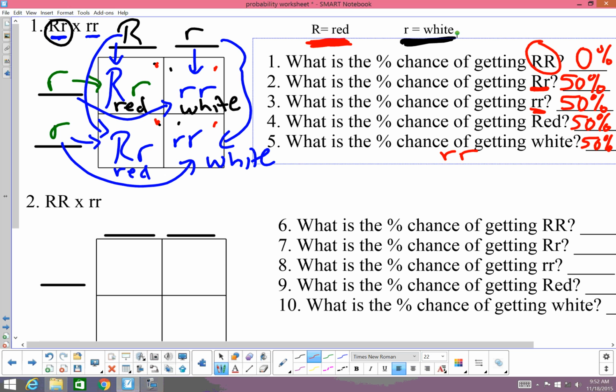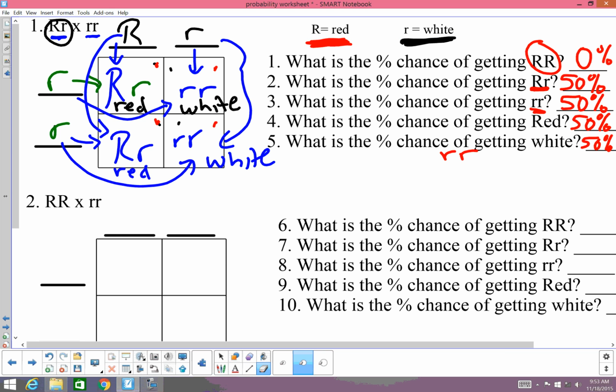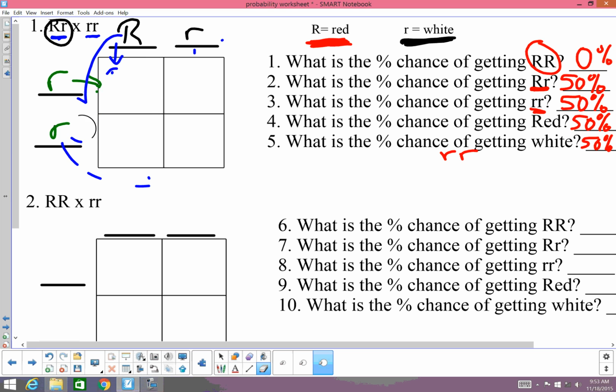All right, I want you to hit pause and try to complete number 2 at the bottom. Now, hit pause. While I erase everything, you should be hitting pause.